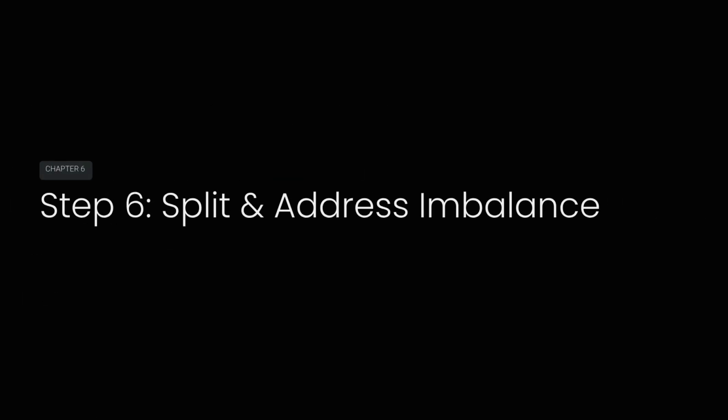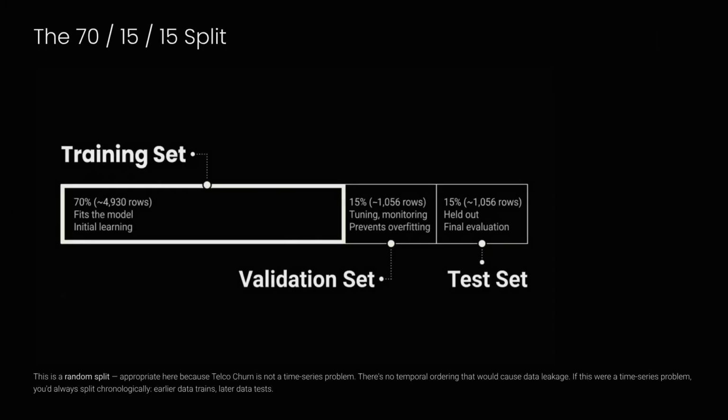Chapter 6. Step 6 is to split the data and address class imbalance. We will divide the dataset into training, validation, and test sets, then handle the 26/74th class distribution. We use a random 70/15/15 split for training, validation, and testing. This is appropriate for non-time series problems like Telco Churn, as there is no temporal ordering to cause data leakage.